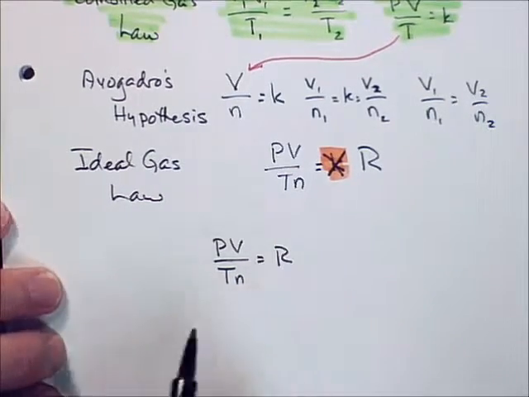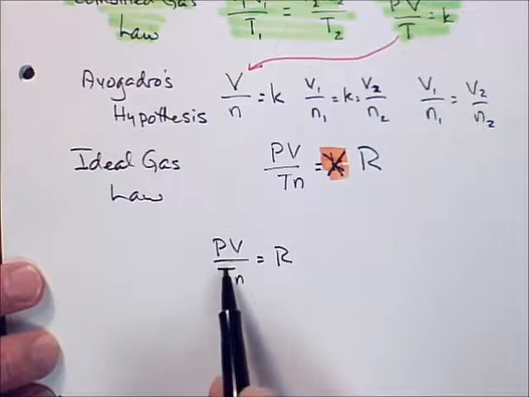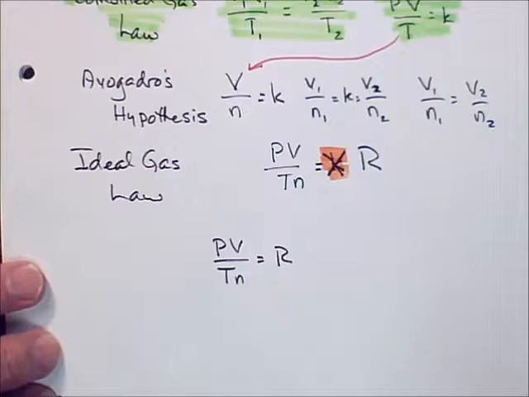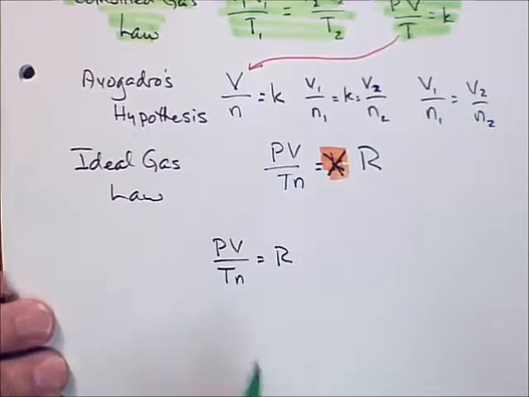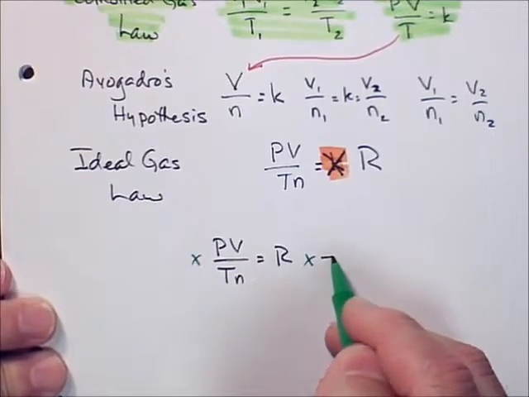All right, so we've got this. I want to rearrange this so I don't have T and N over as a fraction on the bottom. So what I'm going to do is multiply both sides of this equality by the same thing.